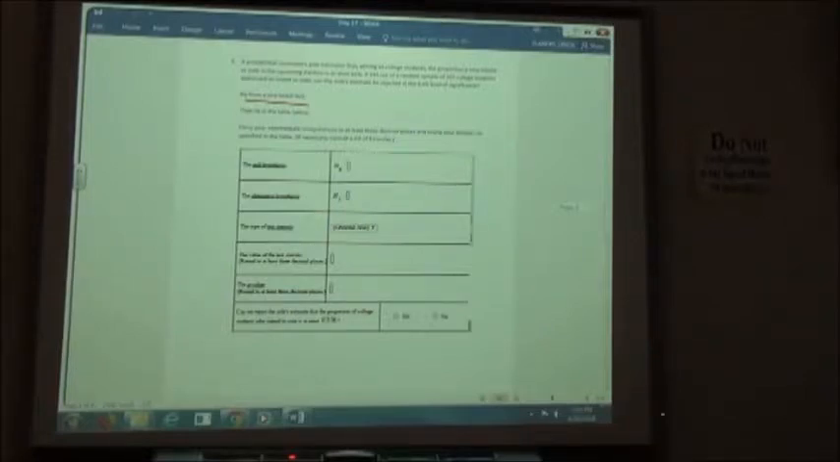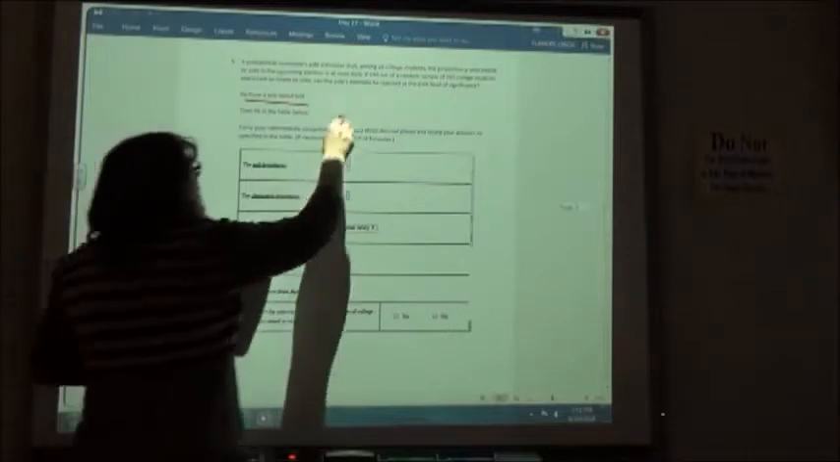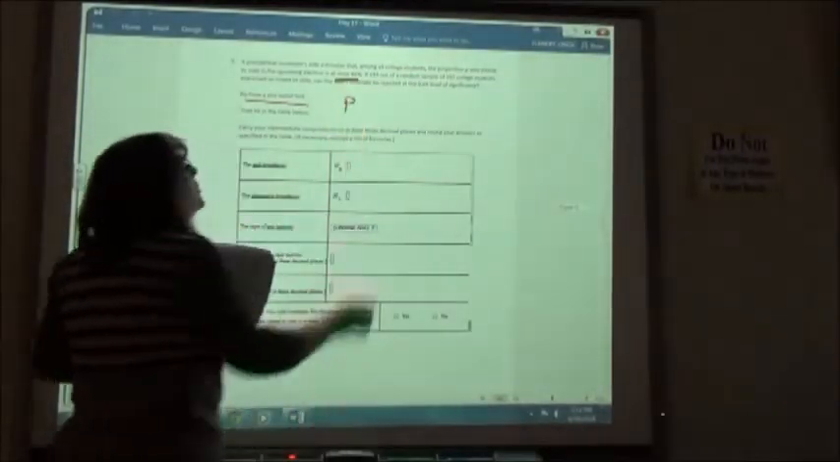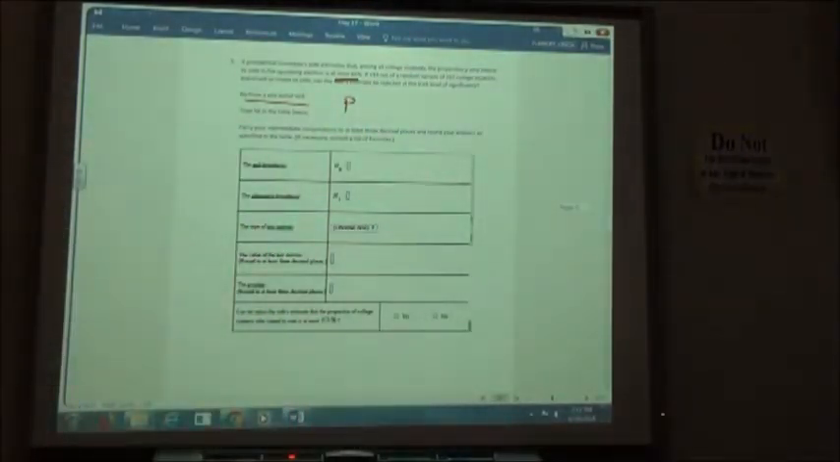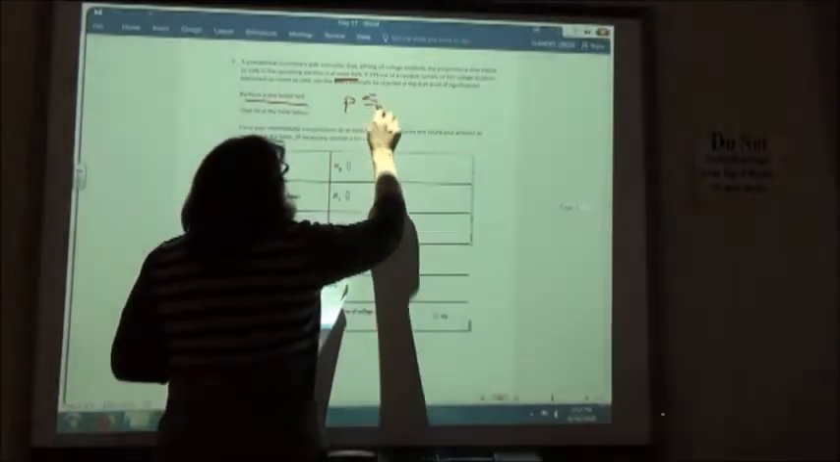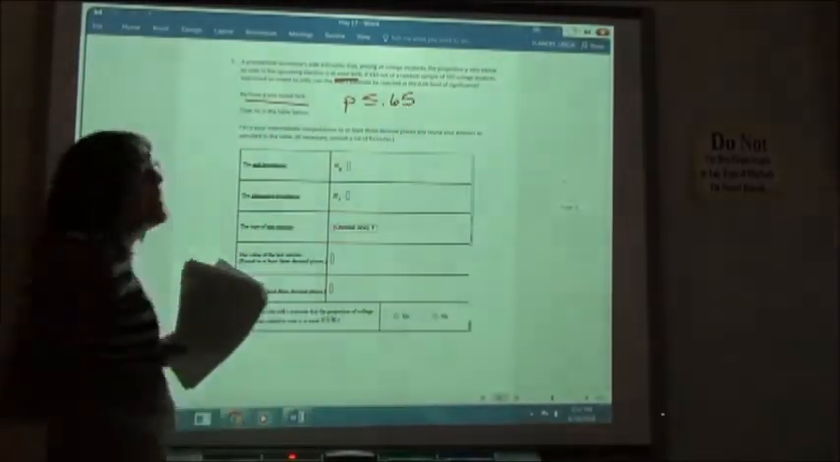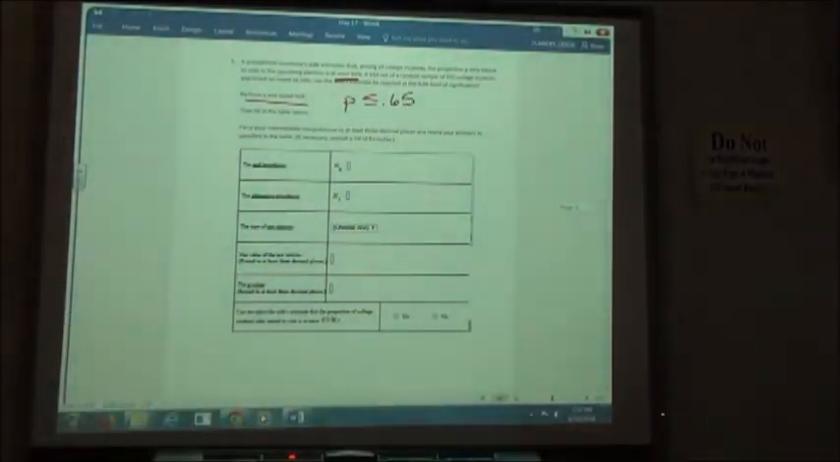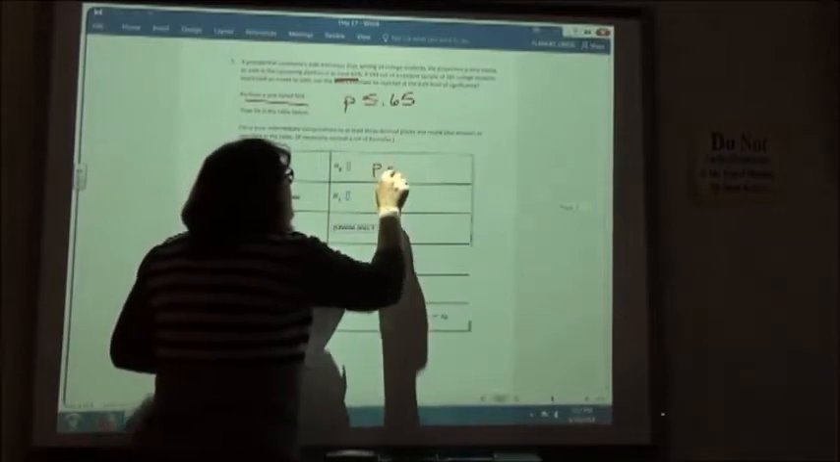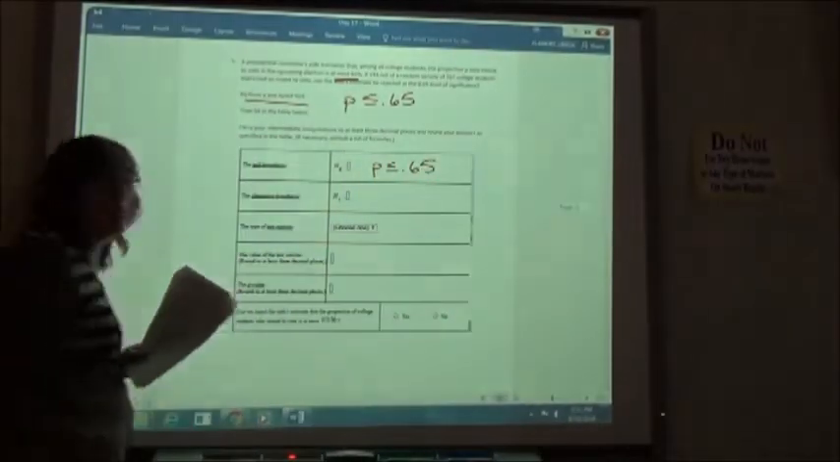What inequality symbol would be the at most? At most is which symbol? If this is the most, P would have to be less than or equal to. So my question is, is it less than or equal to 65%? Since that has the equal to, that's my null hypothesis. Is P less than or equal to 65%?